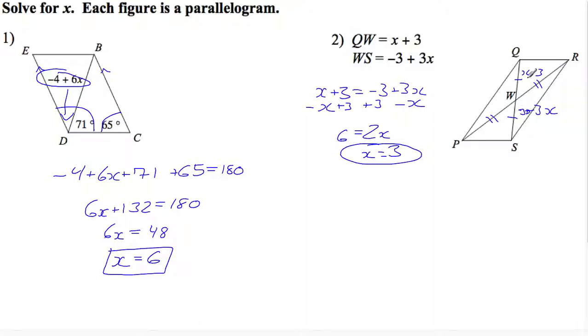So again, with diagonals, they bisect each other inside of a parallelogram. They don't equal each other. They're not perpendicular to each other. They just bisect each other. Only for parallelograms. For other polygons, there are other rules. But if you know this, then you're set for parallelograms.